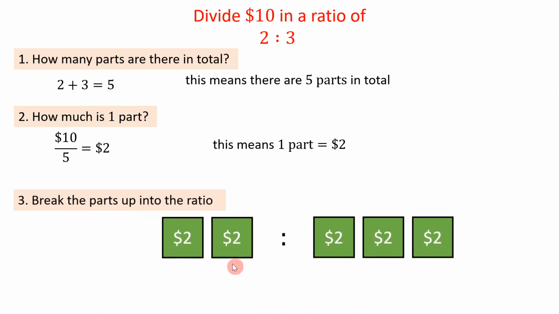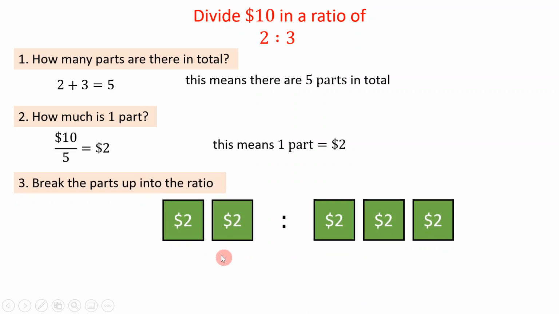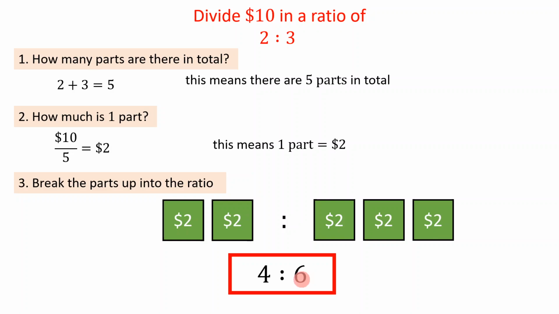Now, the final thing I have to do is actually give my answer, and hopefully you can see my answer will be 4 to 6, because 2 plus 2 is 4, and 2 plus 2 plus 2 is 6. And that right there is my answer. So let's just recap what I did there. I first calculated how many parts there are in total. I then found out how much 1 part was, and then I broke up the parts into the ratio. So my final answer is 4 to 6, so $4 to $6.